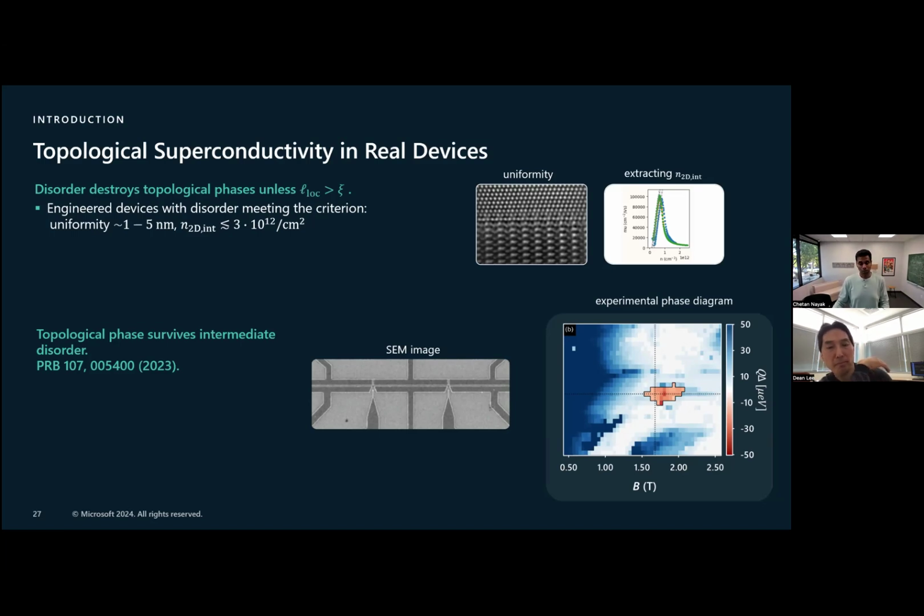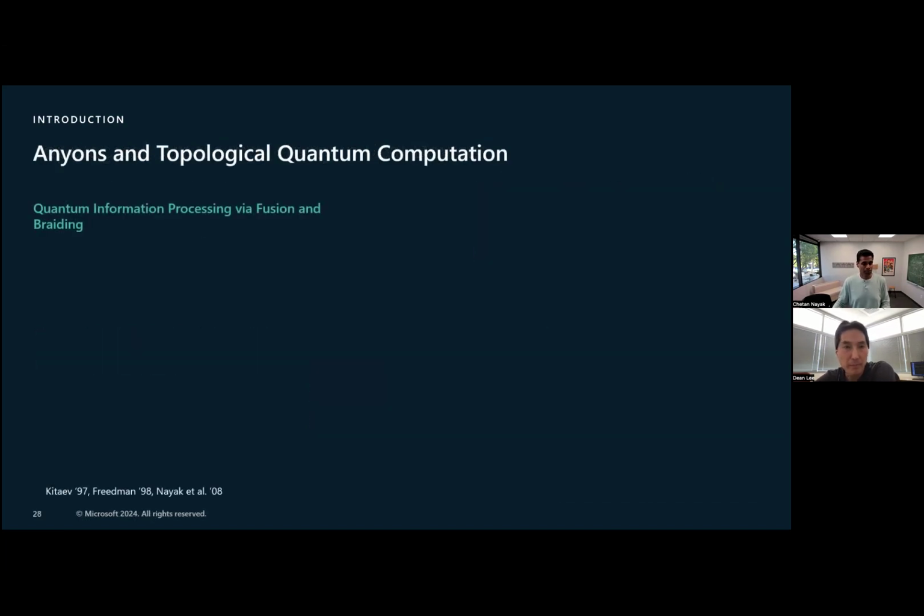And this is something we've seen in multiple devices, and we routinely can make things with this intermediate level of cleanliness. In the long run, of course, we want something that's extremely clean. It's in the very low disorder regime, but right now, where we are is this intermediate regime. Okay.